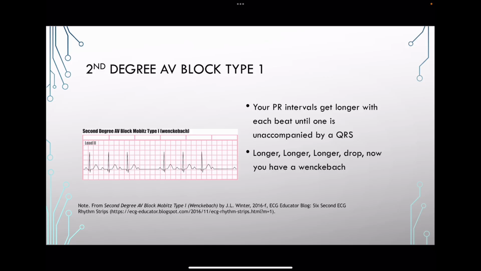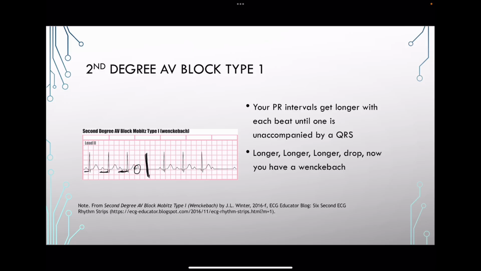Okay, so with a second degree AV block type 1, your PR intervals get longer with each beat until one is unaccompanied by a QRS. So essentially what that means is your first PR interval is short, your second is longer, your third is even longer, and then this one, there's no QRS here. Okay? So the phrase that goes along with this is longer, longer, longer, drop.